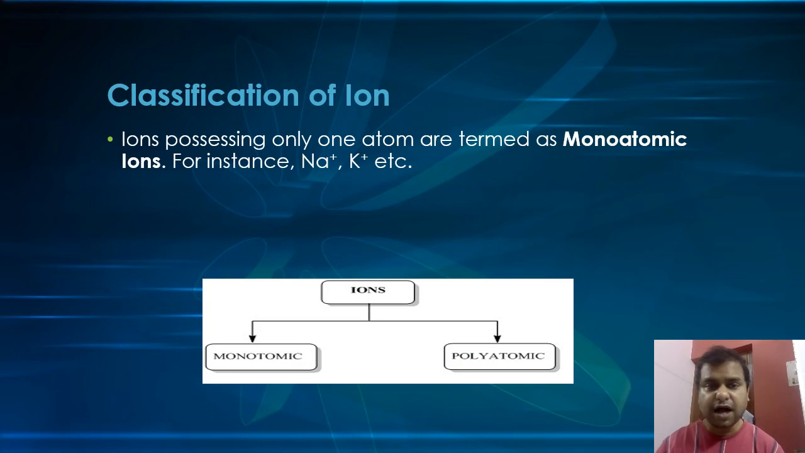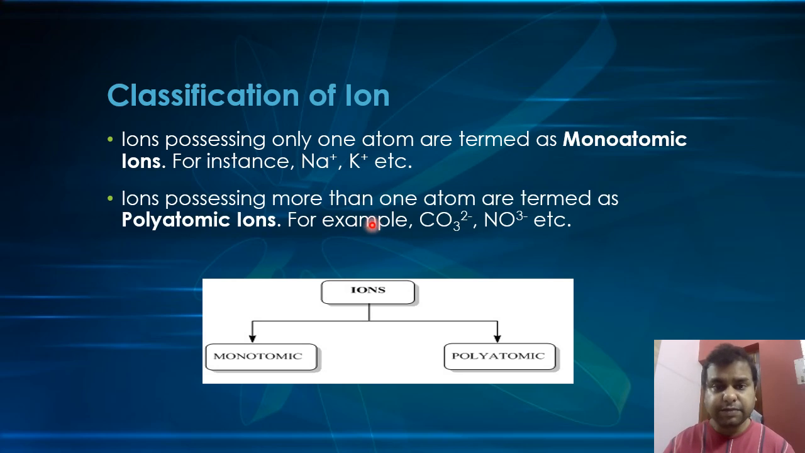Classification of ions. Ions are classified as monoatomic or polyatomic based on the number of atoms. Ions possessing only one atom are referred to as monoatomic, for example, sodium, potassium, etc. And ions possessing more than one atom are referred to as polyatomic ions.